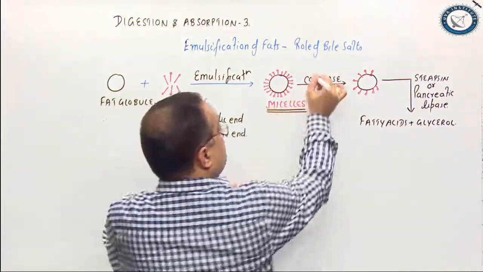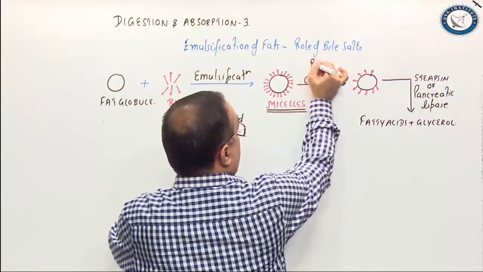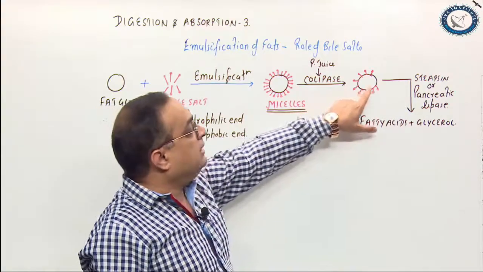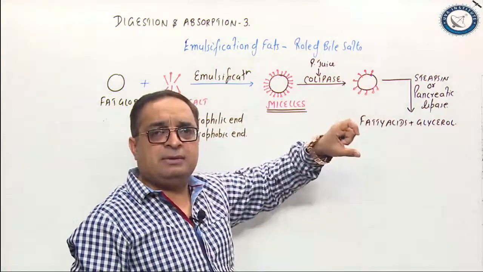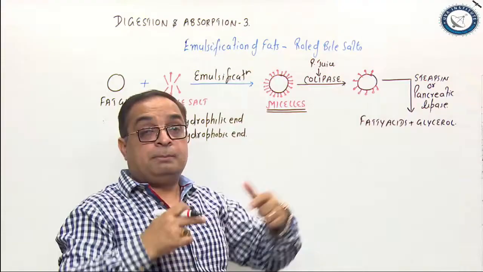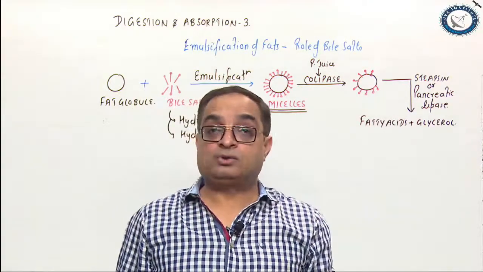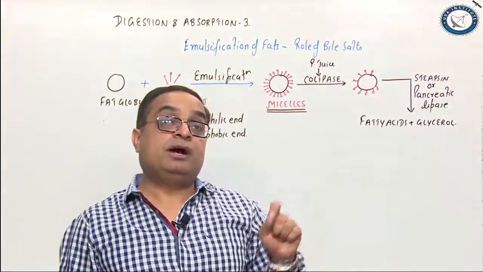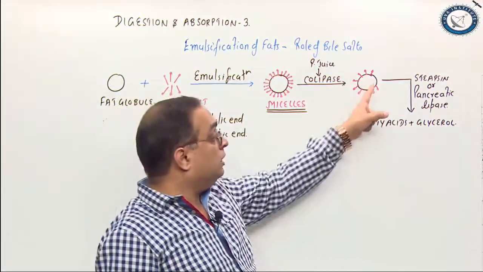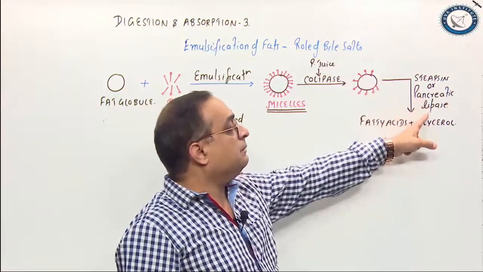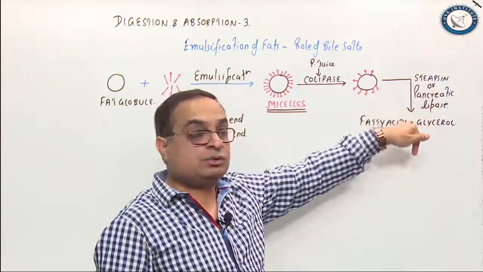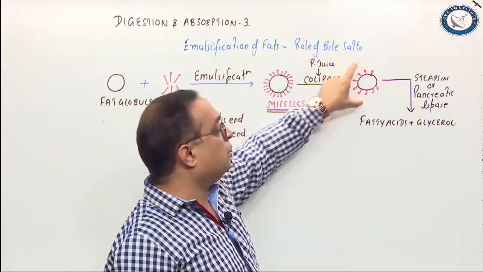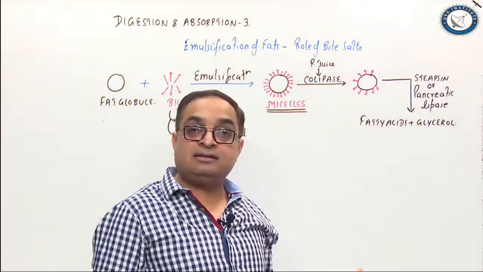Colipase enzyme present in pancreatic juice acts on these micelles and makes some space available for pancreatic lipase to act, because the micelle is covered by bile salts all around. That complicates the process of fat digestion. So, you have to remove some of the bile salts so that pancreatic lipase, or the steapsin enzyme, can act on that. This pancreatic lipase breaks the emulsified fat globule into fatty acids and glycerol.